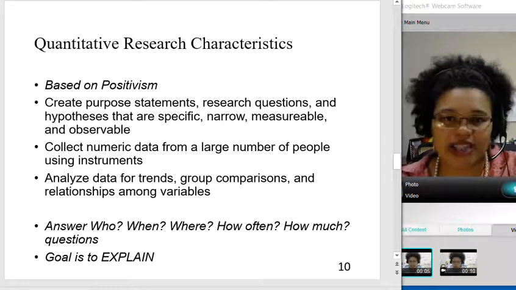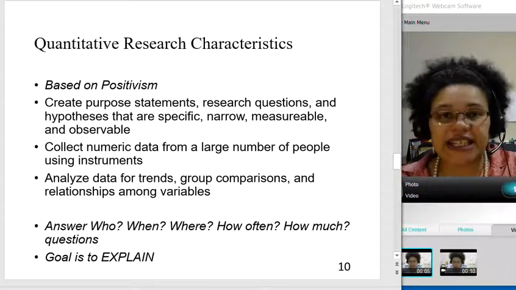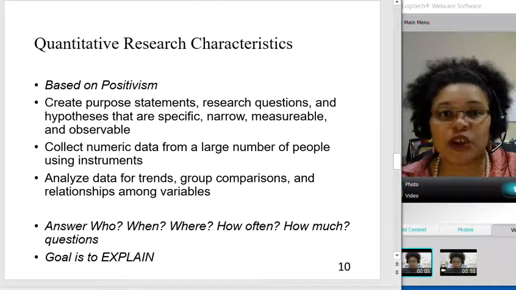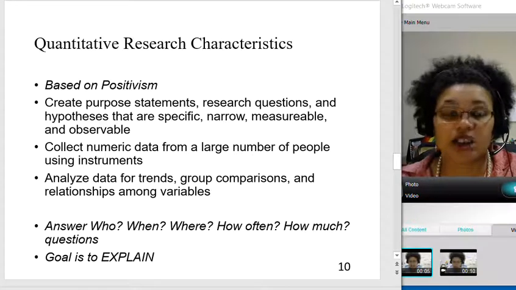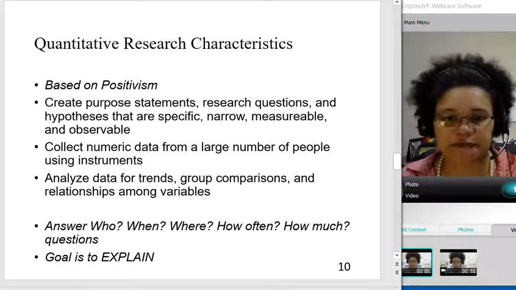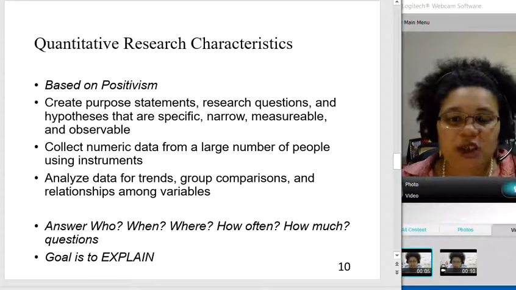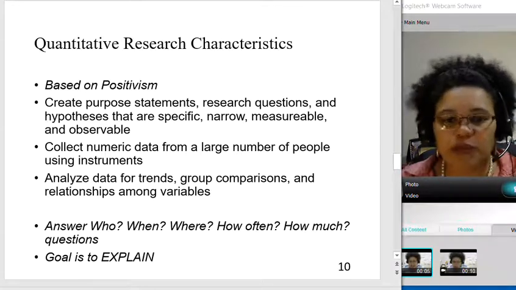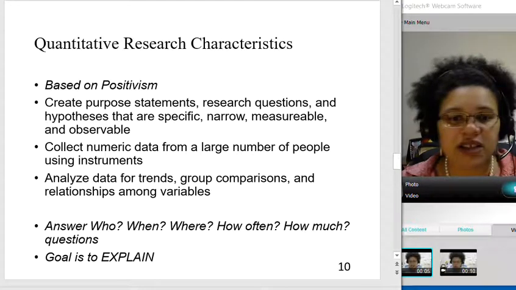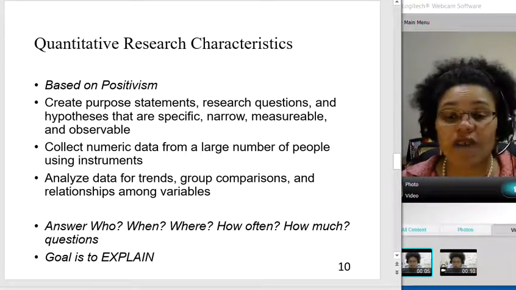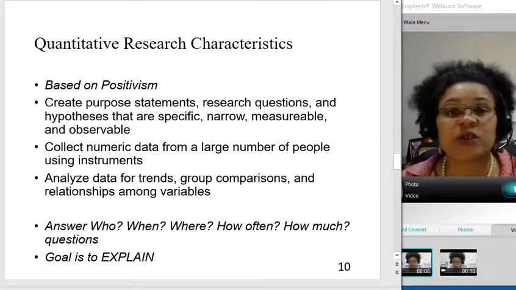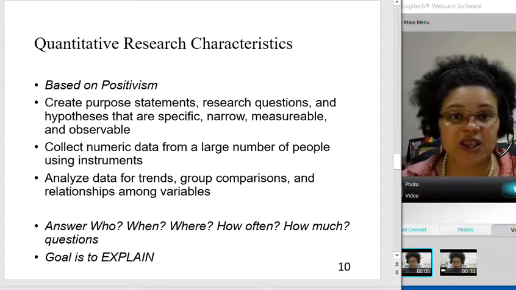history to quantitative research. And this idea of looking at a large number of people relates to the positivistic idea that we're looking for universal truths, whereas an interpretivistic approach would say that there is no universal truth, it's based on each individual's perspective. And we'll analyze data for trends, group comparisons, and relationships among variables. Specifically with quantitative data, you can answer questions like who, when, where, how often, how much, and your goal is to explain. You get numeric data, your goal is to explain something that you see happening in the world.